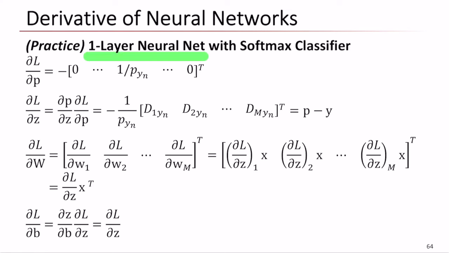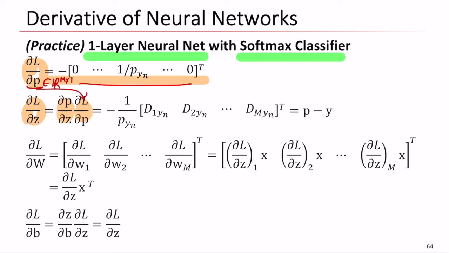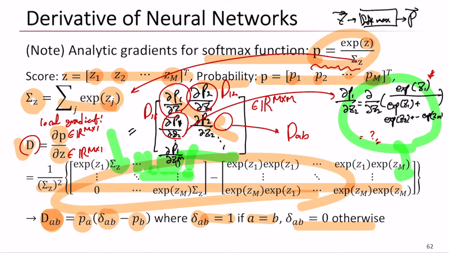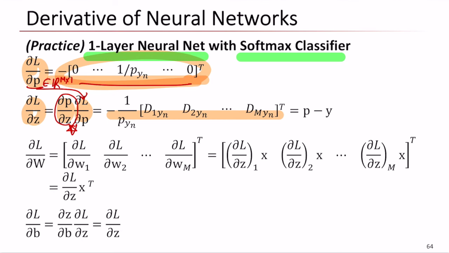Then you can just derive your neural network. I mean, you can just train a one-layer neural network with a softmax classifier. So let's do that. First of all, the loss gradient with respect to p, where p is N by 1, was defined like this. And L over z, the input of the softmax, is going to be dp over dz times dL over dp. We already know dL over dp here as the upstream gradient, and we are only interested in this one, the local gradient for the softmax function. By this term, the upstream gradient, and this term, the local gradient, the output is going to be like this. Then by simply reformulating this one, we can easily write p minus y.